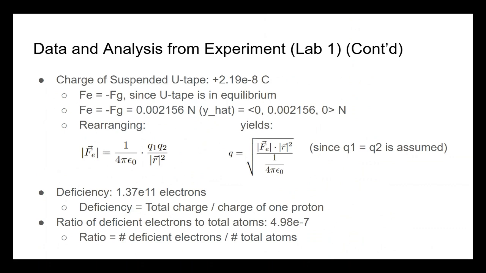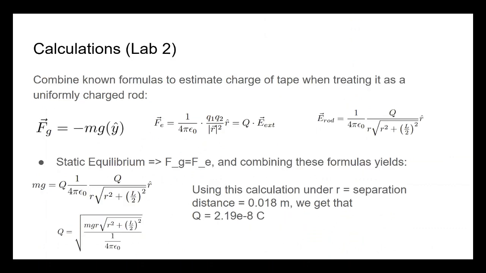We had a deficiency of 1.37 times 10 to the 11th electrons by just doing total charge over the charge of one proton. And we had a ratio of deficient electrons to total atoms of 4.98 times 10 to the negative 7th. So again, we used the formulas that I listed before. We ultimately rearranged the formulas to solve for our charge Q, and using our separation distance, we got 2.19 times 10 to the negative 8th coulombs.